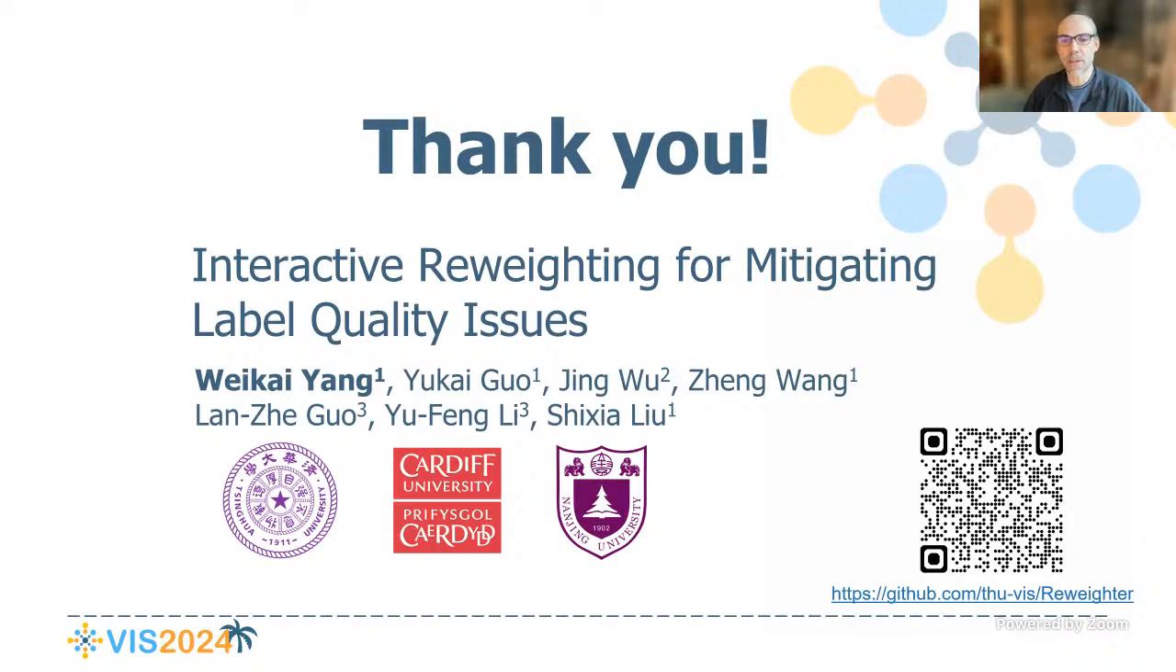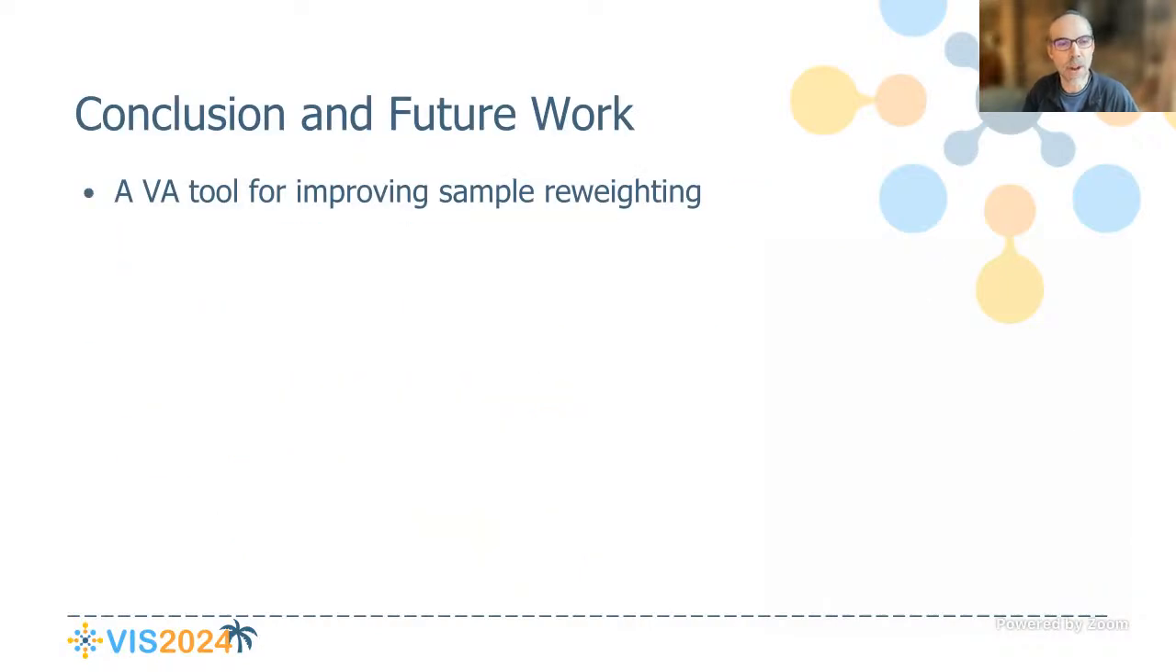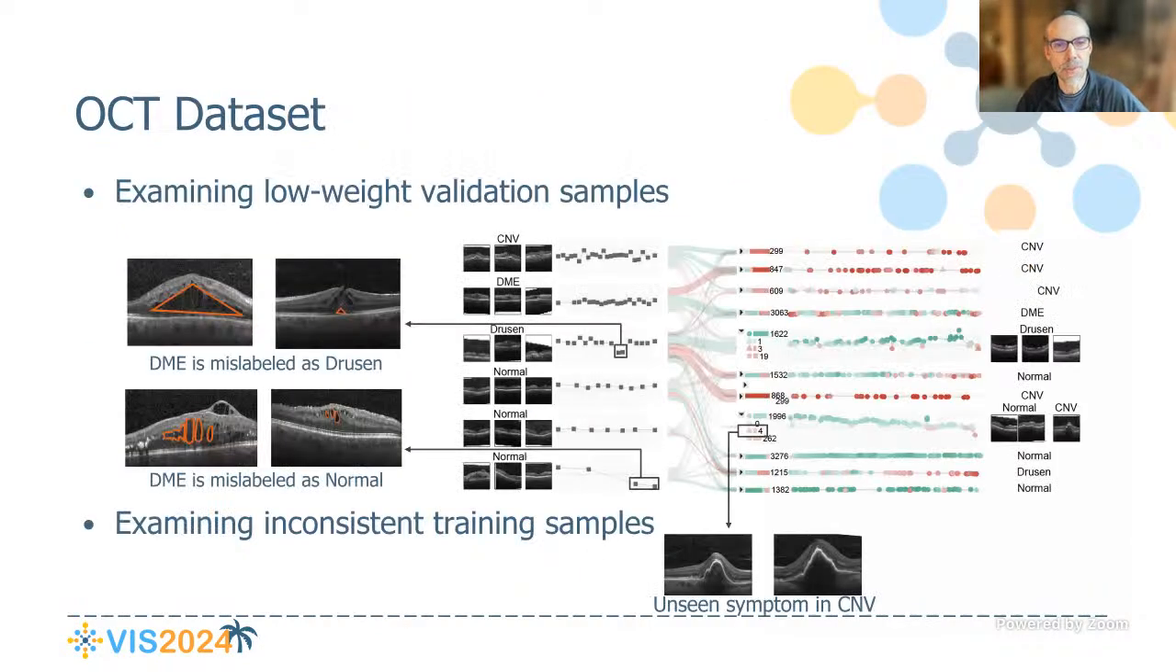So the expert in your example is saying that maybe some of those low weights or inconsistent training examples, how do they then go and change them? What is the interaction capability of your system? How is that actually happening?